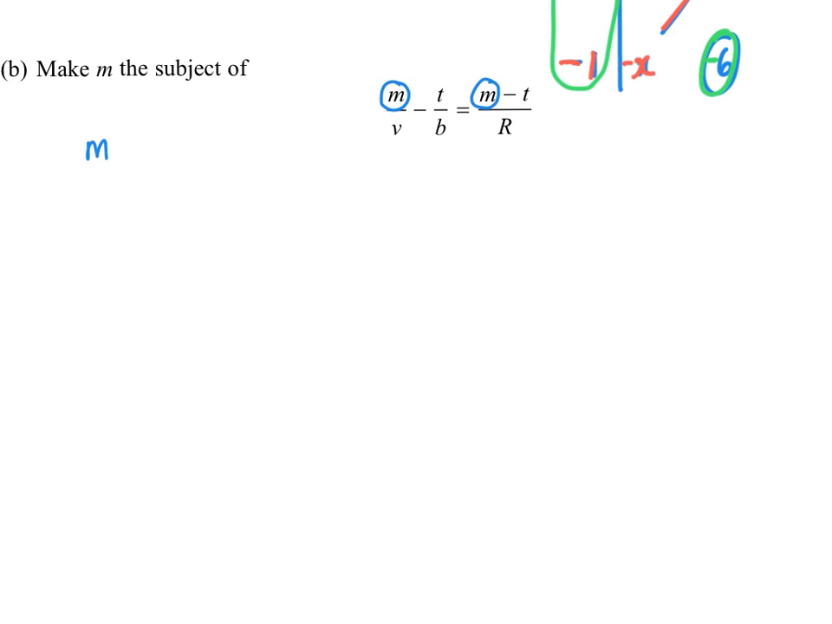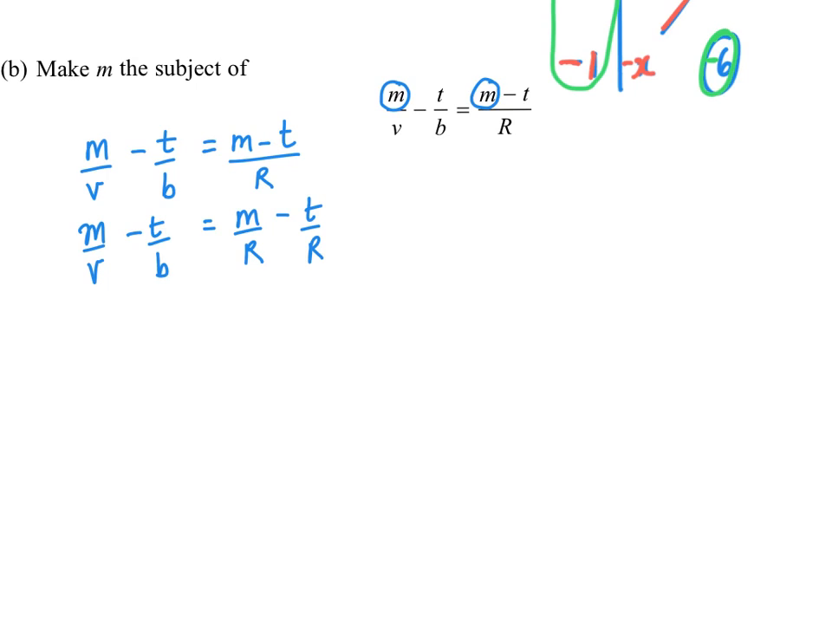So let's write this out. So we'll have m over v minus t over b equals m minus t all over r. So first things first, let's try and get the terms in m on one of the sides only. Now there's many different ways of doing this. Some people might choose to do this before they do anything else, and that is to call this one m over r minus t over r.